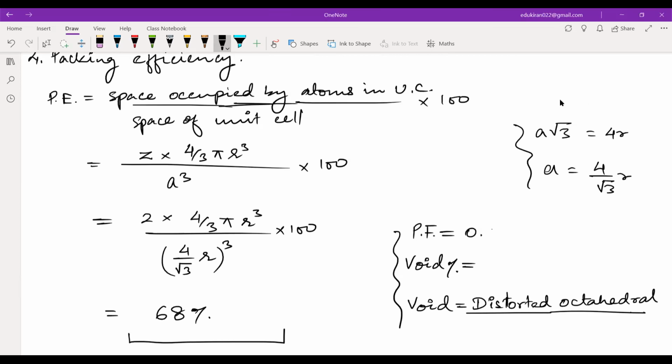Packing fraction will be 0.68, and the void percentage will be equal to how much? Please calculate and write that down. Yes, 32% will be the void percentage. Please write this down. Zafar gave the answer first.